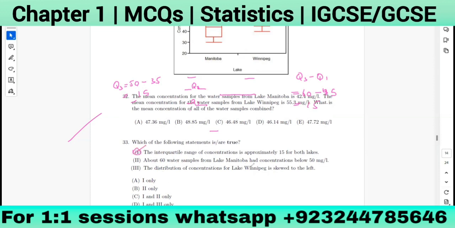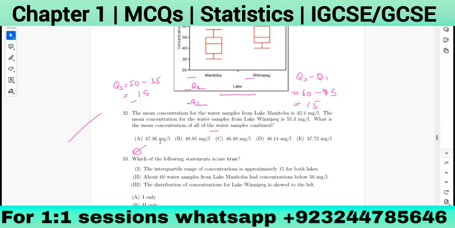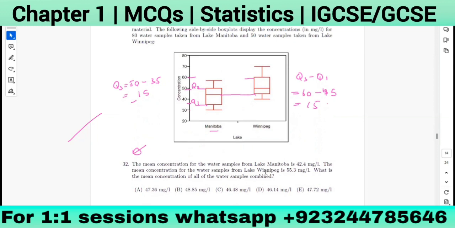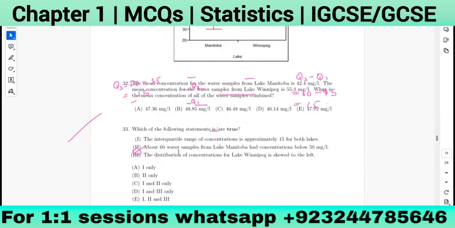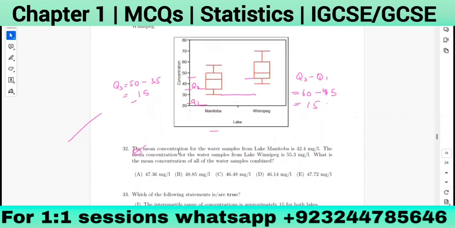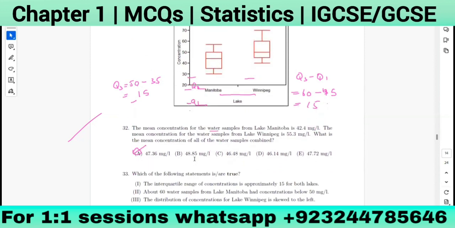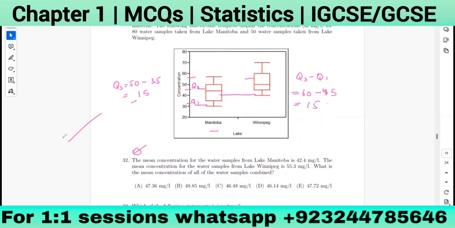About 60 water samples from Lake Manitoba had concentration below 50 milligrams per liter. So how many water samples from Lake Manitoba are concentrated less than 50? The total is 80 samples, so half would be 40, and 60 will come at which position? 60 will come under the 50, right? So 60 is going to come under the 50. So it means the option is again correct.